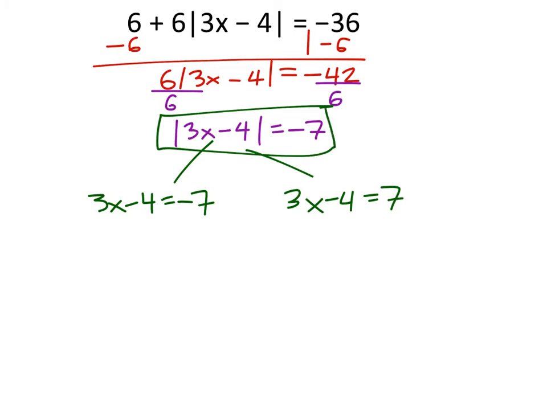Now again, this has to do with what an absolute value is, right? How far away a value is from 0. So what value is negative 7 away from 0? None, right? It just doesn't make sense, doesn't exist. So that's just the answer for this one. It does not exist.